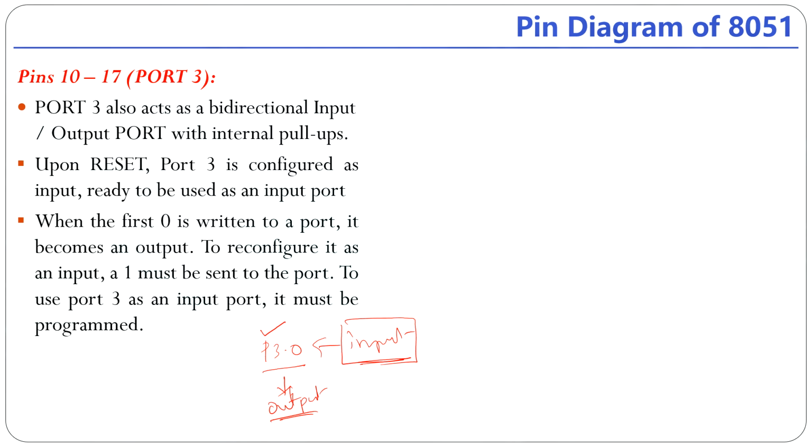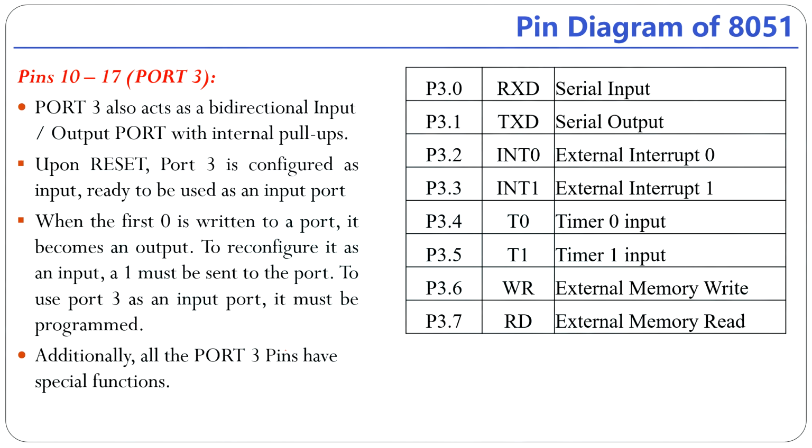Then we need to discuss the additional functions of port 3. So what are the additional functions that are available? Here you can see the additional functions are allocated for pin numbers 10, 11, 12, 13, 14, 15, 16 and 17. These are the 8 lines, and these 8 lines have special functions. Let us see what they are.